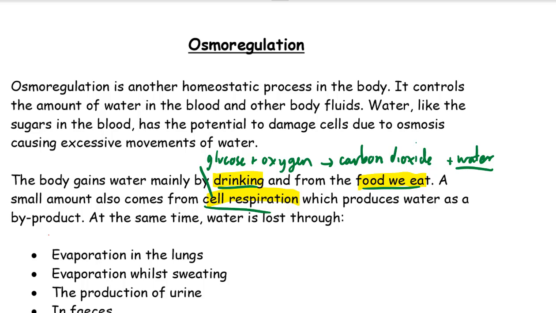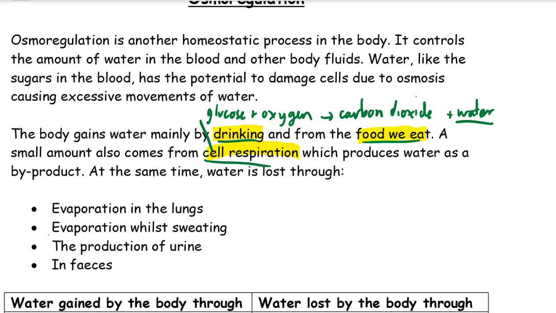But we also lose water in several ways. There's evaporation from the lungs. So if you breathe on a bit of glass, you can see that your breath out has water in it. We lose water from evaporation while sweating. We produce urine, and there's also moisture or water in feces.